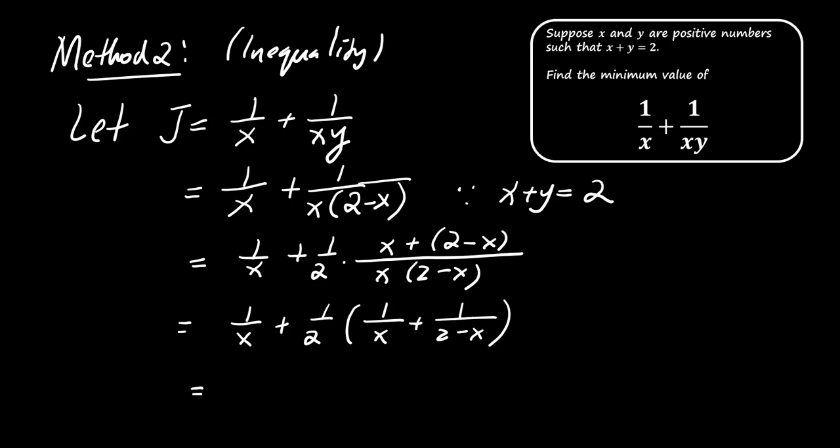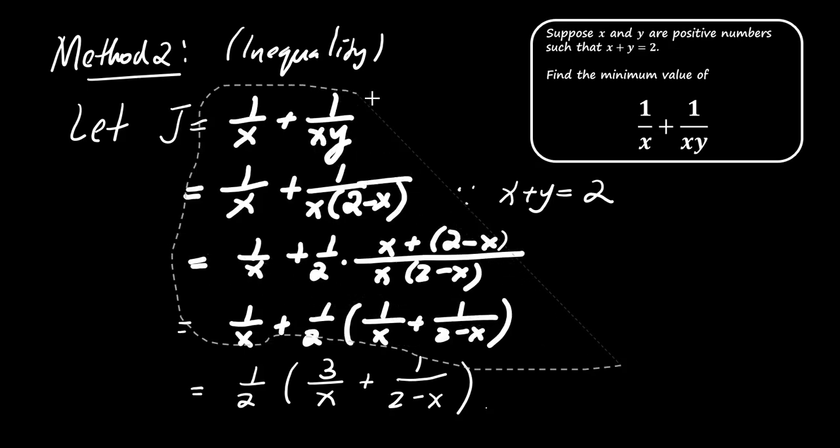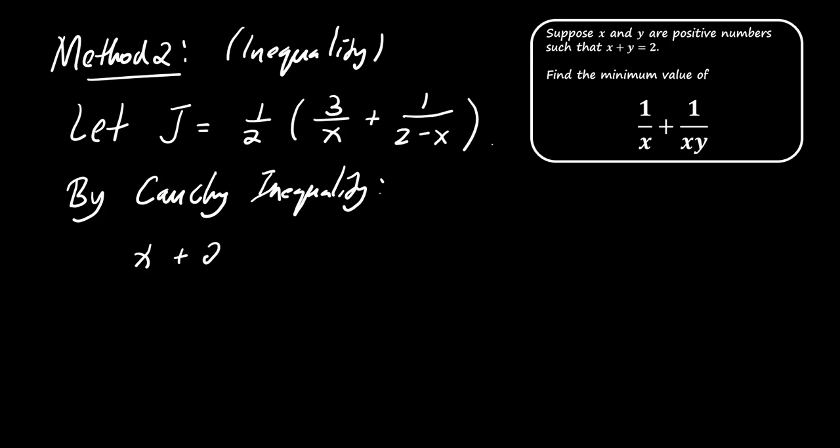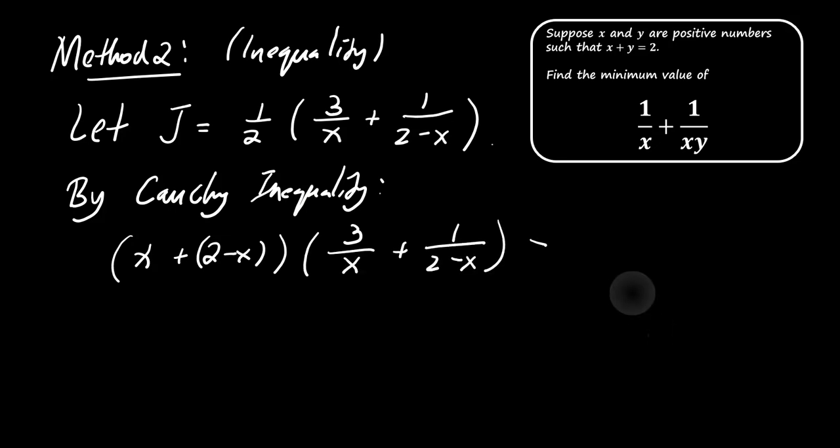We get j equals 1 divided by 2 times the sum of 3 divided by x plus 1 divided by 2 minus x. Now, by applying Cauchy inequality, we proceed as follows. By Cauchy inequality, the product of x plus 2 minus x and 3 divided by x plus 1 divided by 2 minus x is greater than or equal to the square of the square root of 3 plus 1.